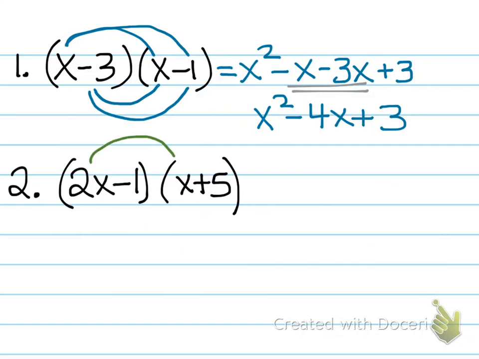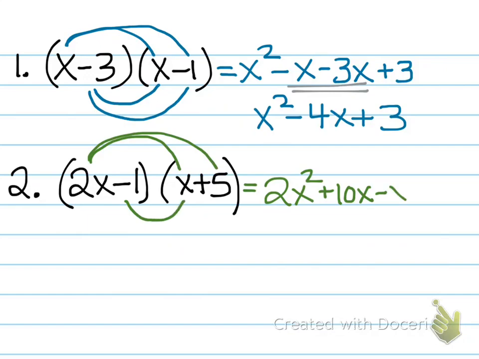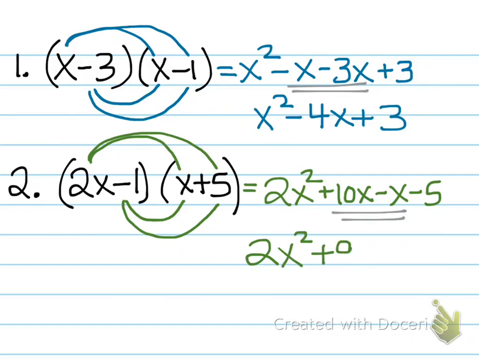So you're going to do 2x times x, and you're going to get 2x squared. Then you're going to do 2x times 5 and get plus 10x. And then negative 1 times x gives you minus x. And our last step is negative 1 times 5, which gives me minus 5. I can still add those two middle terms. They're both linear. So my final answer is 2x squared plus 9x minus 5. Again, this is a quadratic trinomial.